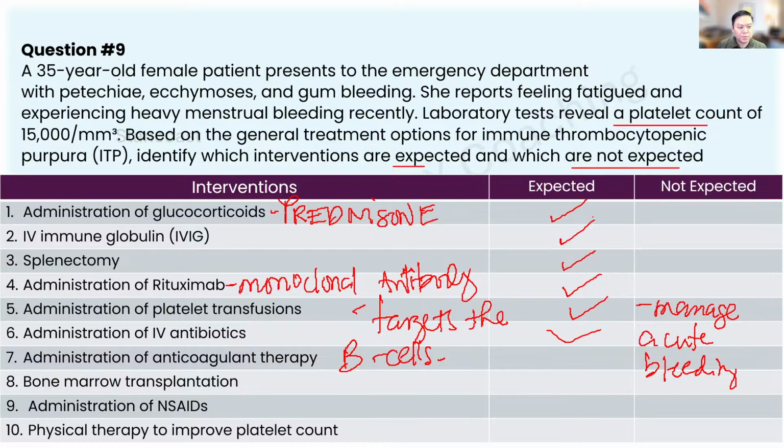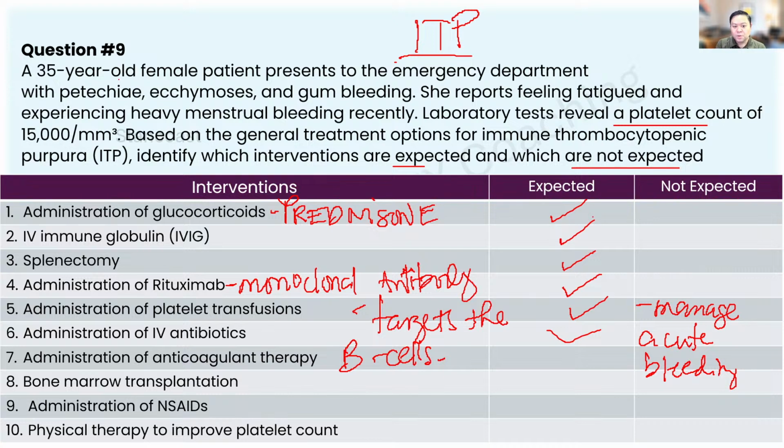Now, what about number 7, administration of anticoagulant? Are we supposed to give them an anticoagulant therapy when they have an ITP? Well, we know for sure that if we continue giving them the anticoagulants, their bleeding will be what? Worse. They are contraindicated. We're talking about the ITP, guys, not heparin-induced thrombocytopenia. ITP, no anticoagulants this time.